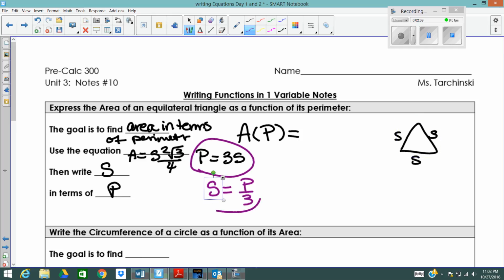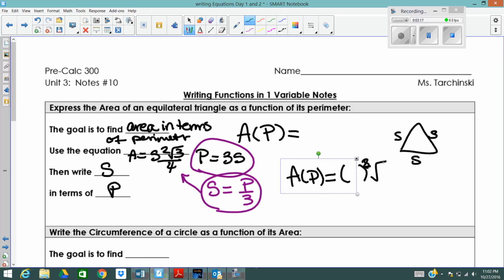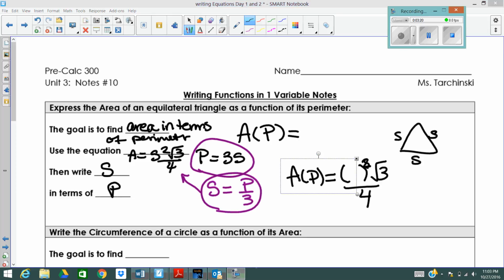So I now take that and I'm going to substitute it into my area formula. So I get area as a function of the perimeter is equal to, take out side squared, square root 3 over 4, and we're going to put in what we solved for s, the p over 3.